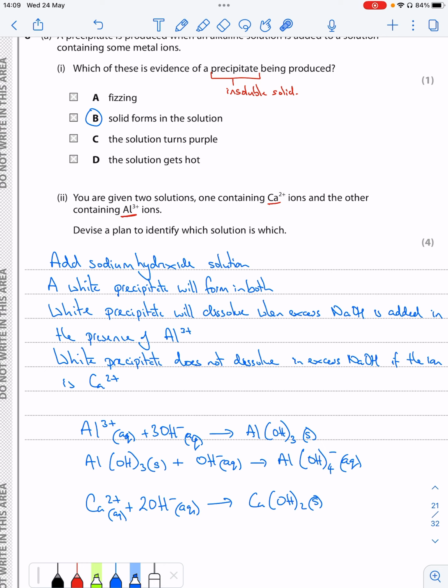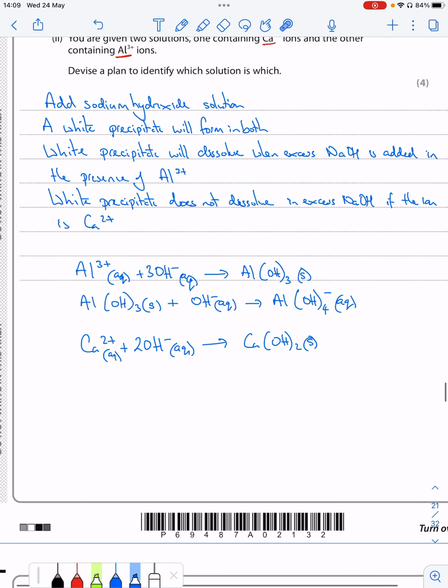So they both form white precipitate. Aluminium will dissolve when you add extra sodium hydroxide. The calcium will not. So if you want to show off and do equations, these are the equations that describe that reaction. Those are 3 hydroxides being added to a 3 plus ion, making this solid insoluble precipitate, which then when we add extra hydroxide will dissolve, and therefore it's gone back into solution, (aq). But the calcium ions take 2 sodium hydroxides, so it's 2 hydroxides to react, and they stay as a solid, they do not dissolve.